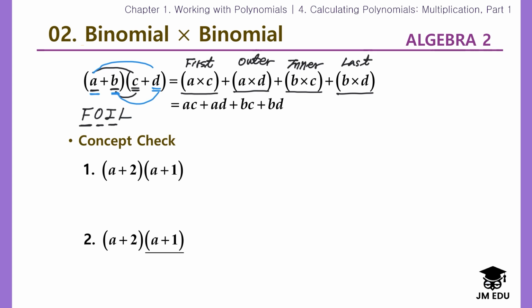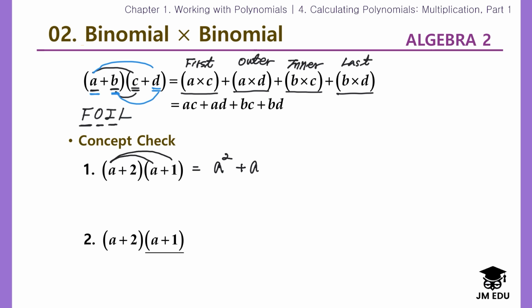Okay, concept check. Let's try two examples right here. We have A plus 2 times A plus 1, right? So that's going to be equal to the first two terms, A times A. That's going to be A squared. O, outer, the product of the outside two terms. That's going to be A times 1. That's A.